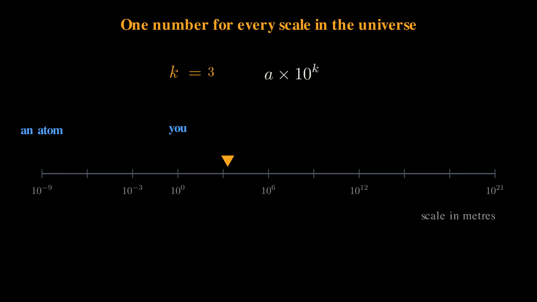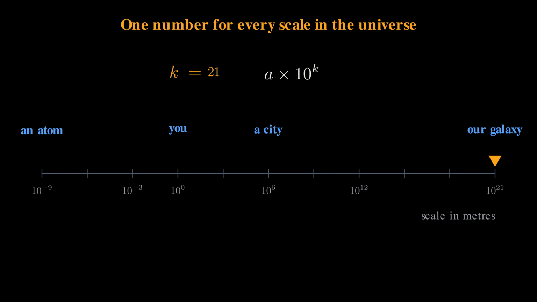From an atom, up past your own height, at 10 to the 0, up to a city, and on out to the entire Milky Way. 30 orders of magnitude, and that one small number, k, tracks the lot. That's the payoff. The a chooses the exact number, between 1 and 10. The k chooses the scale. Two small pieces, and you can write anything in the universe.